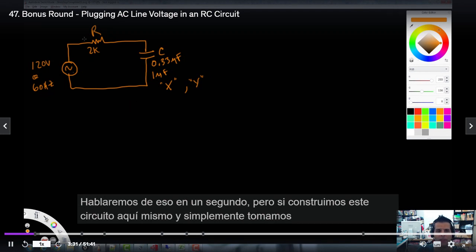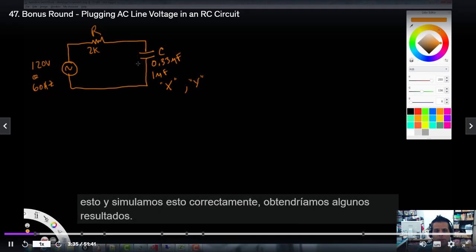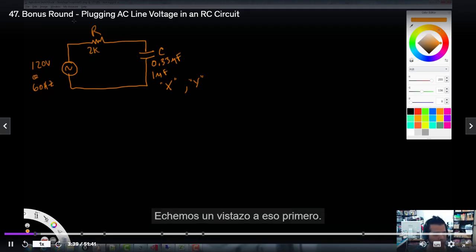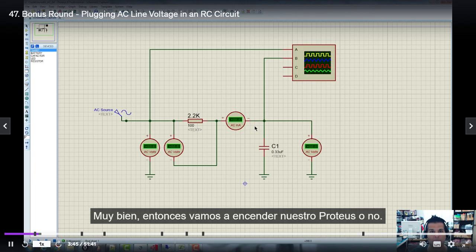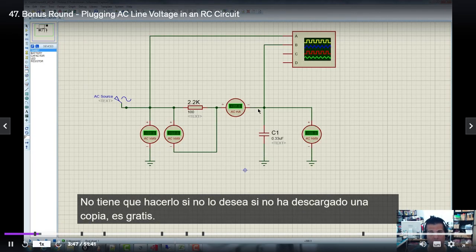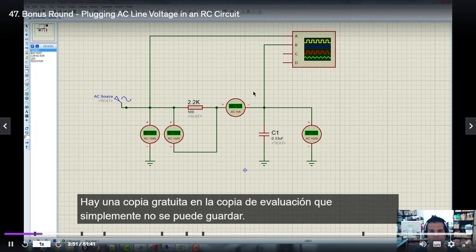But if we build this circuit right here and simulate it, we would get some results. So let's take a look at that first. All right, so we're going to fire up our Proteus, or not. You don't have to if you don't want to. If you haven't downloaded a copy of it, it's free. There's an evaluation copy.